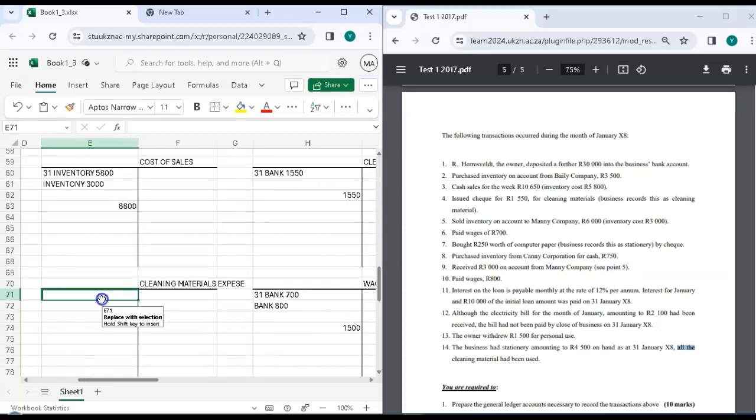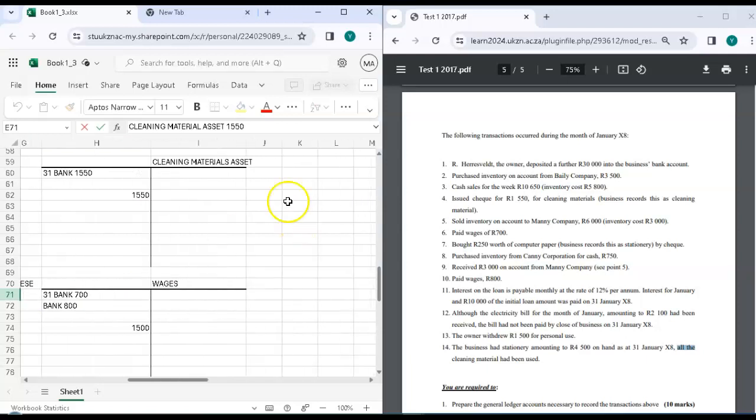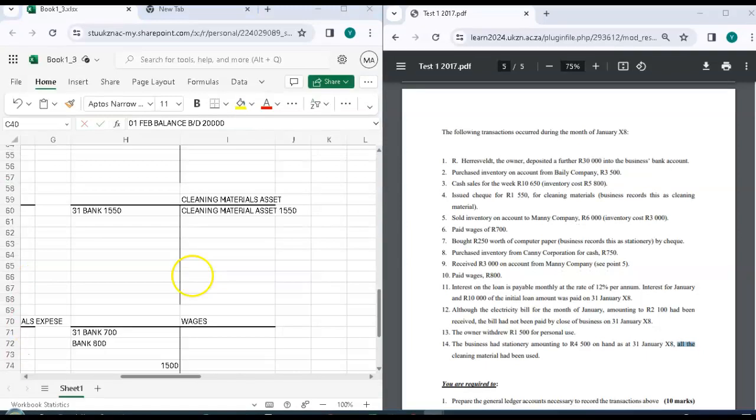So you debit cleaning materials expense and you credit the cleaning materials asset. So you'll actually see when I credit, the cleaning material cancels out, right? So this whole account will just go to 0.